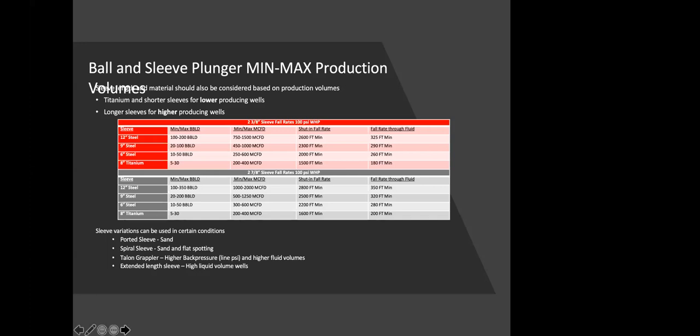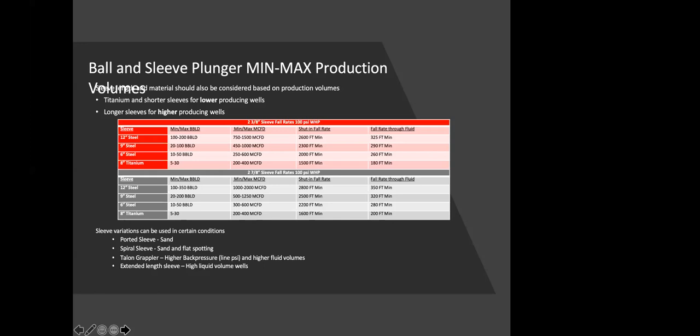Ball weights and fall rates. The reason we utilize different ball weights is to get faster fall rates in higher producing conditions. So from left to right, the heaviest is a heavy tungsten. And you can see a 2 3/8, that weighs 14.5 ounces. That's almost a full pound on a little 1 3/8 ball. So that's designed to go against your highest fluid and gas rates.